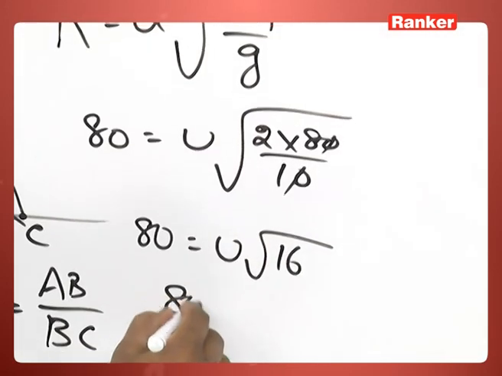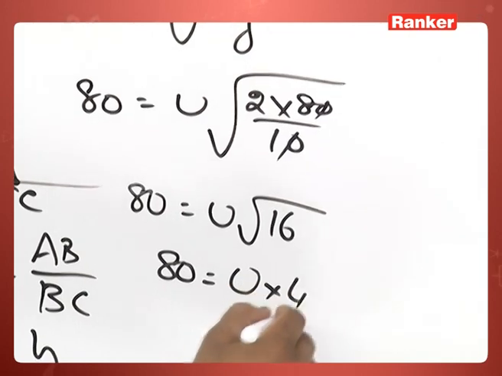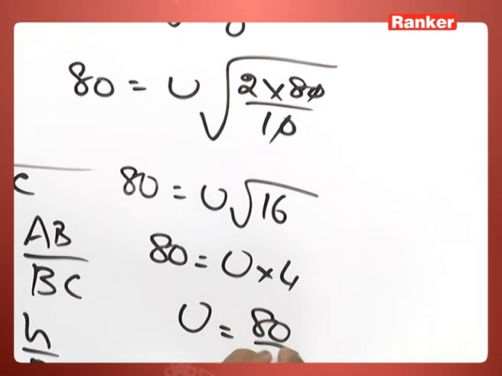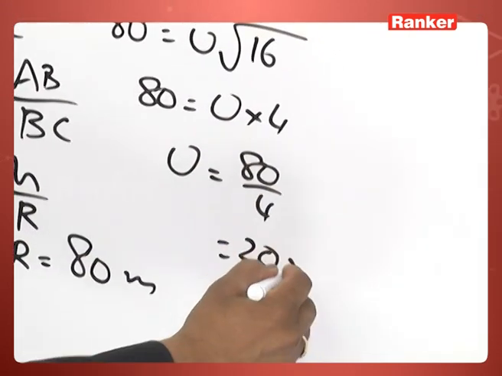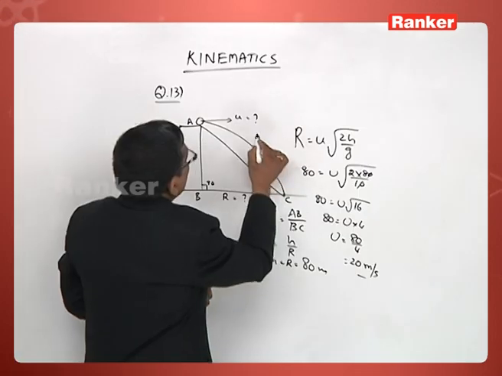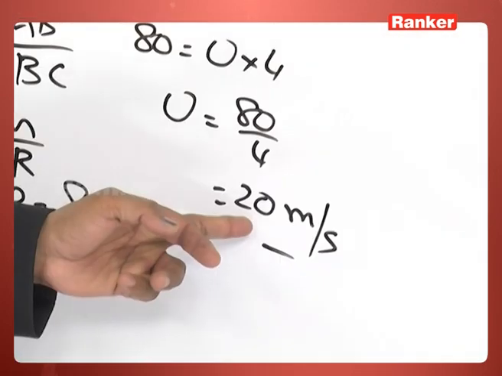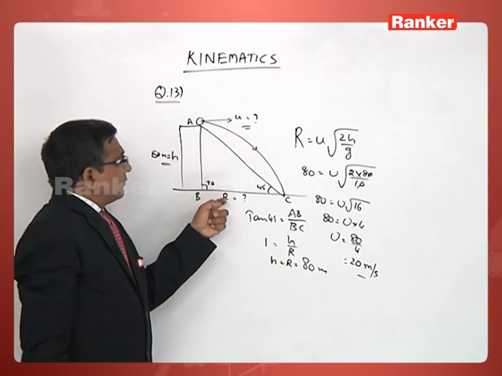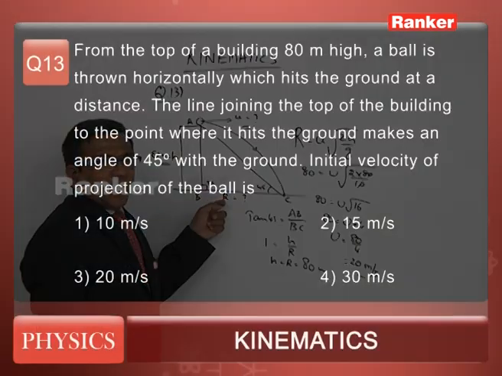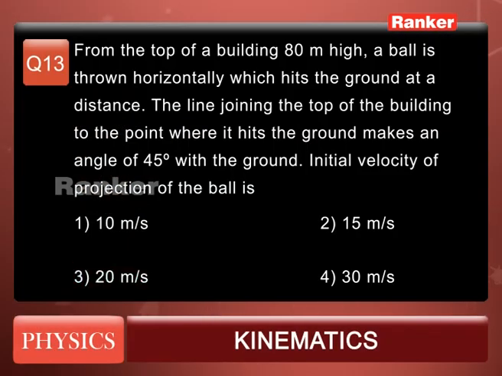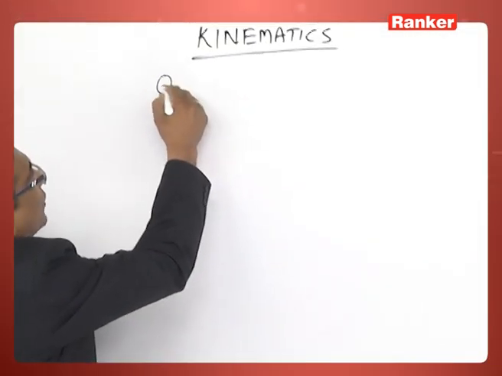So, it is very simple to solve. √16 is 4, therefore u is 80 by 4. 80 by 4 is what? 20 meters per second. That means, if you throw the body with a velocity of 20 meters per second, this condition will be satisfied. So, if you see the options, the third option is 20 meters per second. So, the answer is 3. That is your answer. That way you have to solve the problem. Now, let us see question number 14.